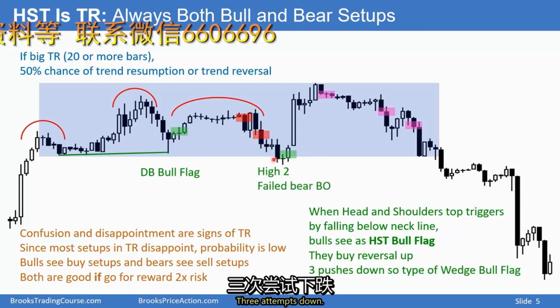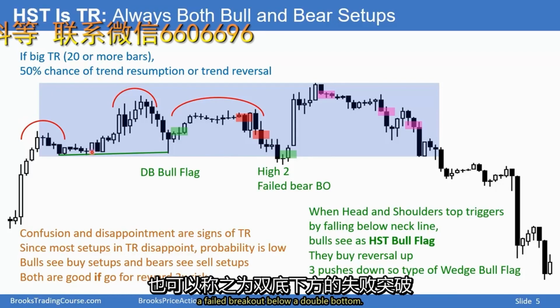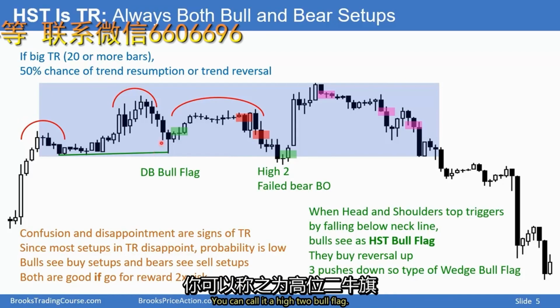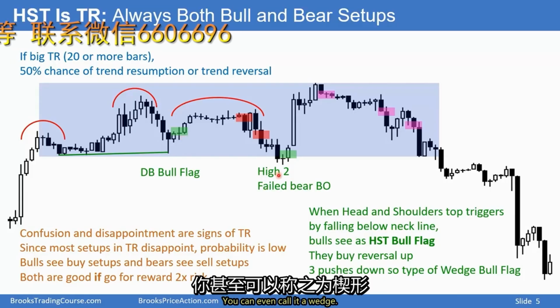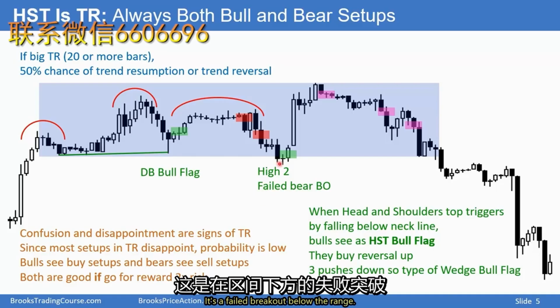Three attempts down. Horizontal, you can call it a failed breakout below a trading range, a failed breakout below a double bottom. You can call it a high 2 bull flag. You can even call it a wedge. The forces are all the same. It's a failed breakout below the range.